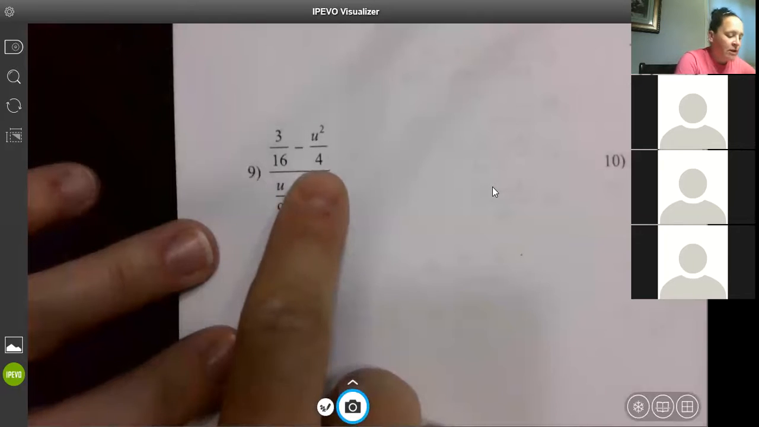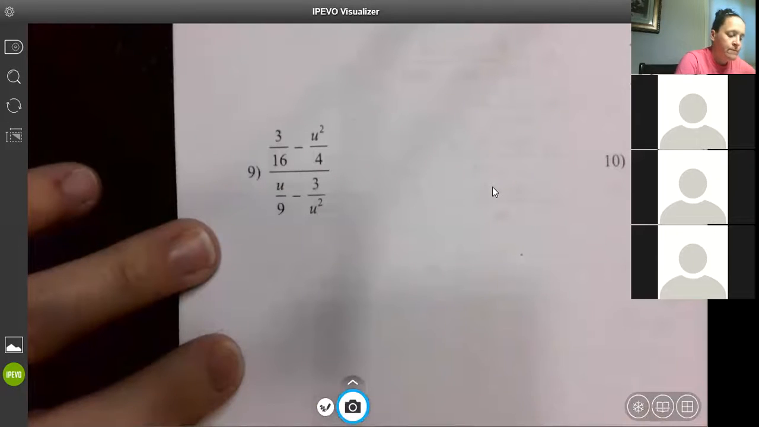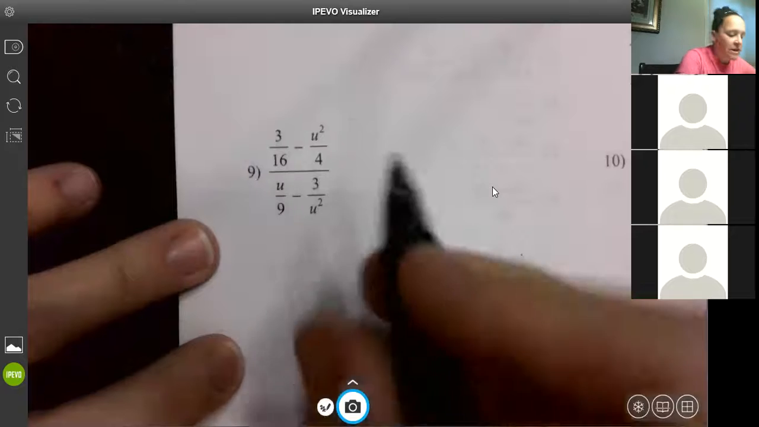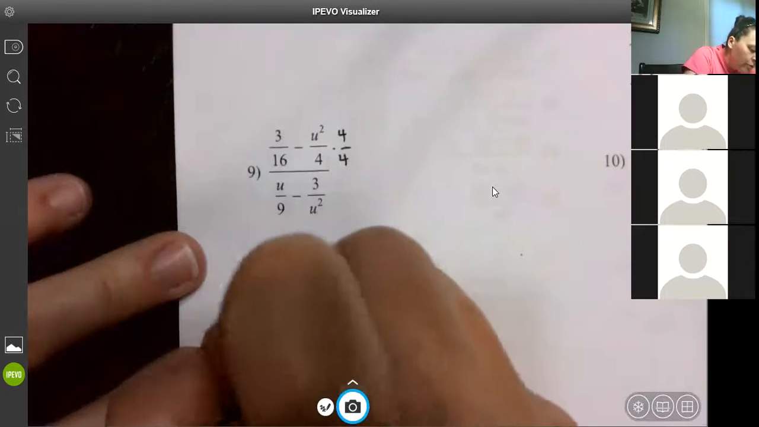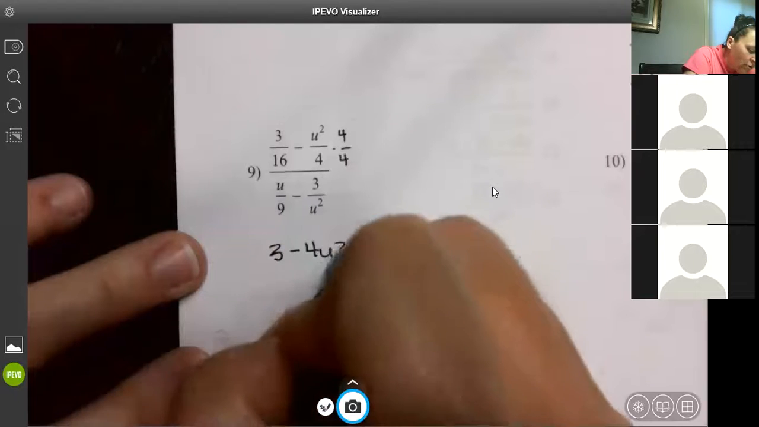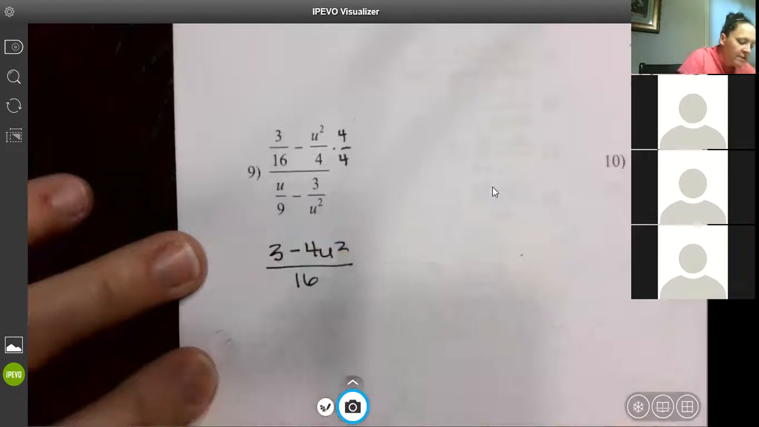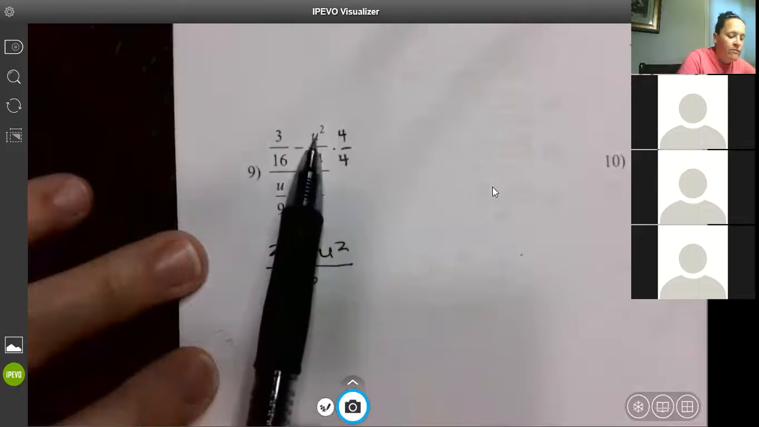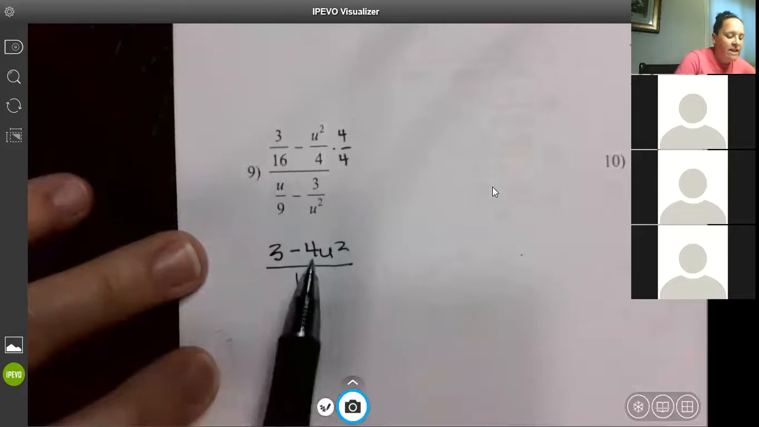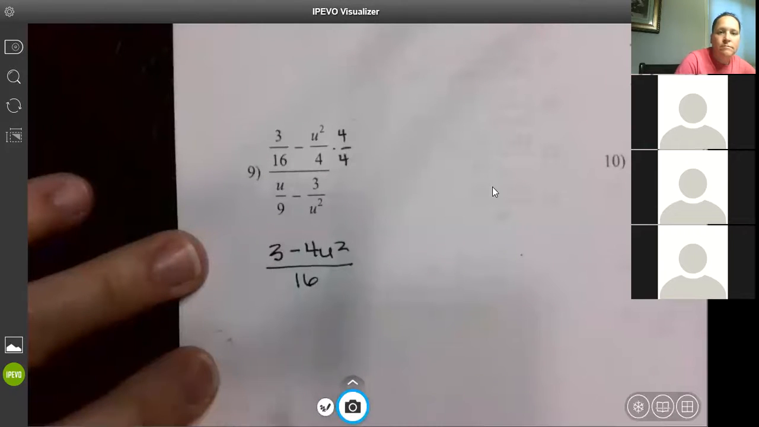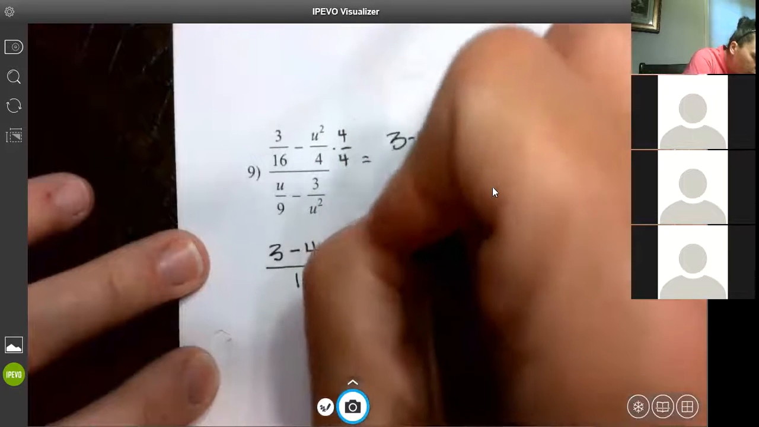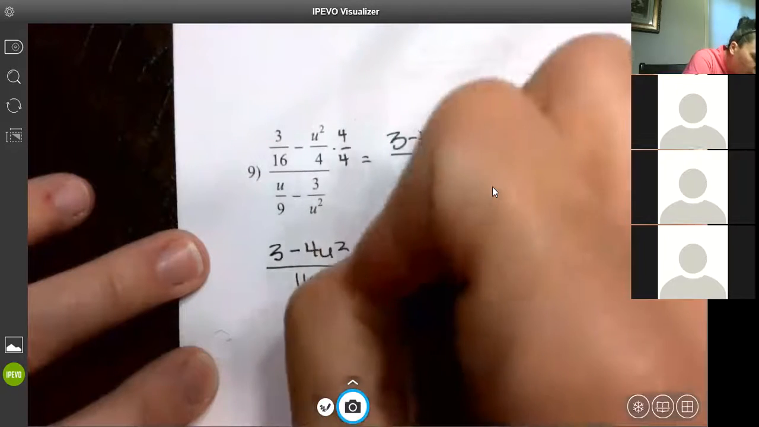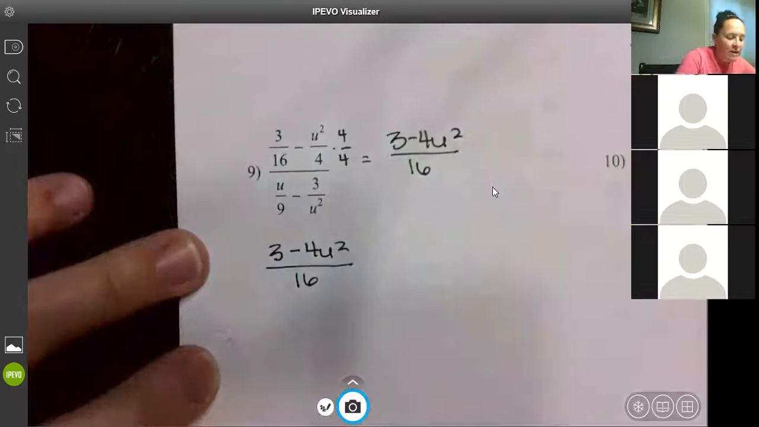16 and 4, what's your common denominator? 16. Yeah, so all I have to do is multiply this side by 4. So 3 minus 4u squared over 16. How did I get 4u squared? 4 times u squared. Is there anything else I can do to this right here? No. So I'm going to just put it up here. If you wanted to flip it around, you can. I wouldn't suggest it. Don't do anything you don't have to do.